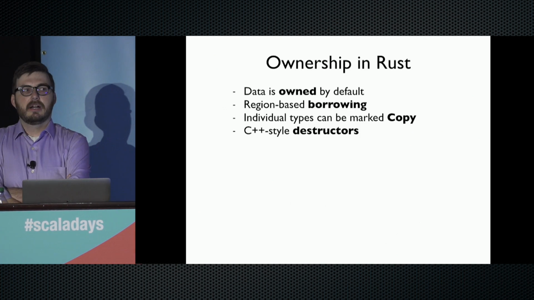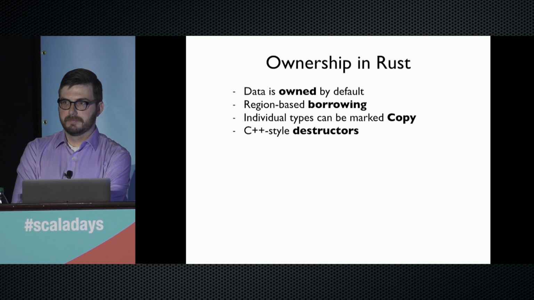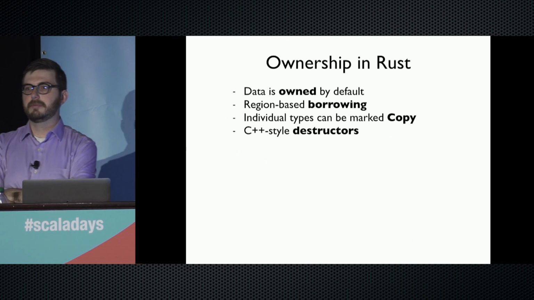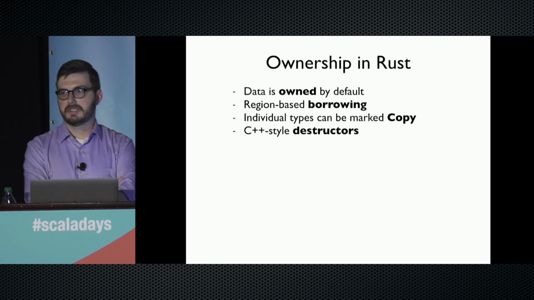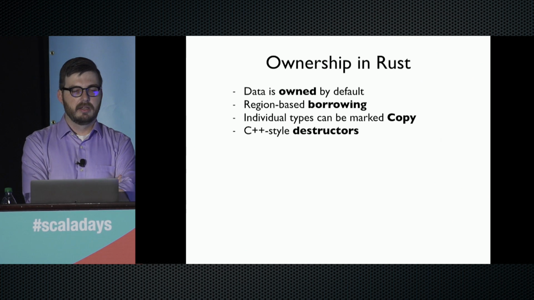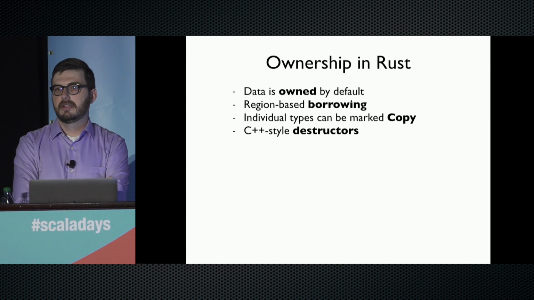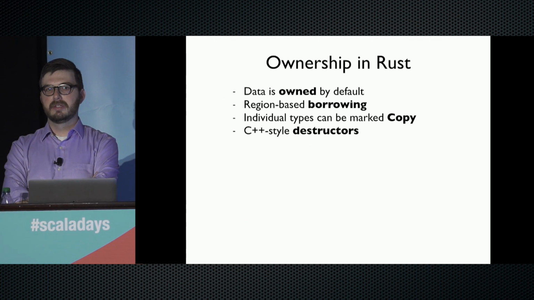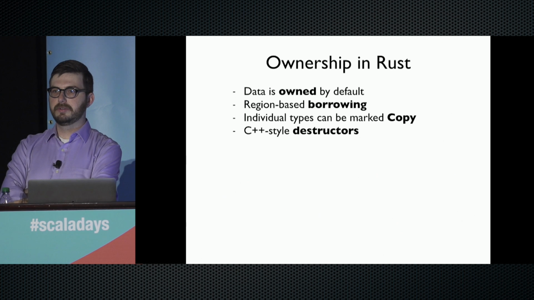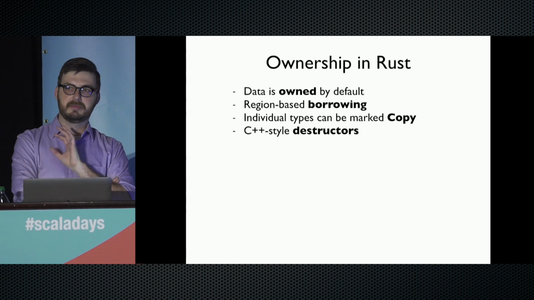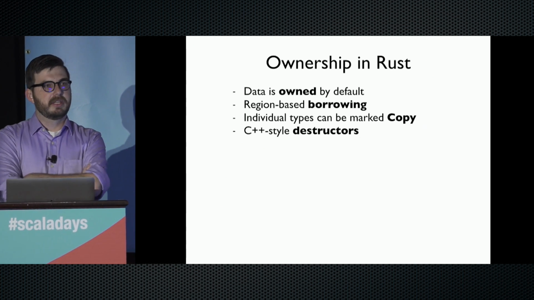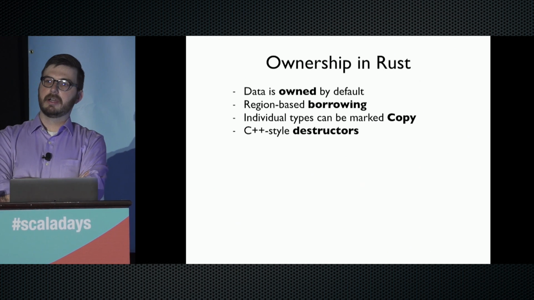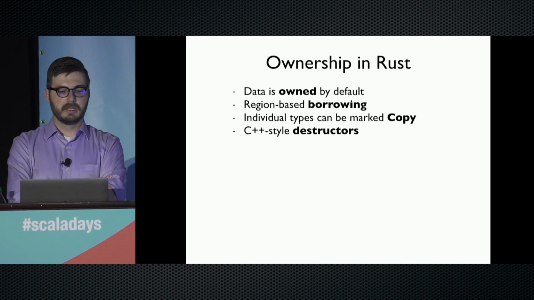So the key new concept in Rust is ownership. And I'm going to walk through exactly what ownership means, but let me give you just a very quick summary. So everything in Rust is owned by default. So if you are talking about a vector, that vector is an owned piece of data. If you pass it around, you're transferring ownership of it. But then there's a way to borrow temporarily ownership of data.